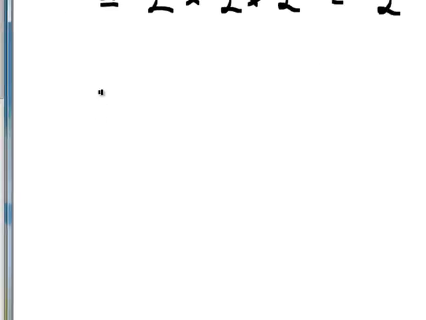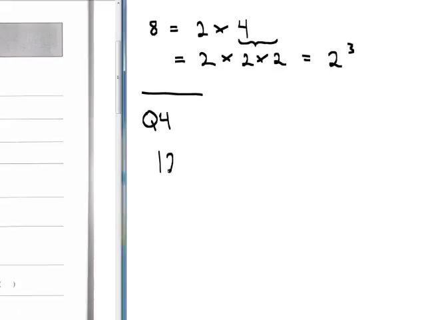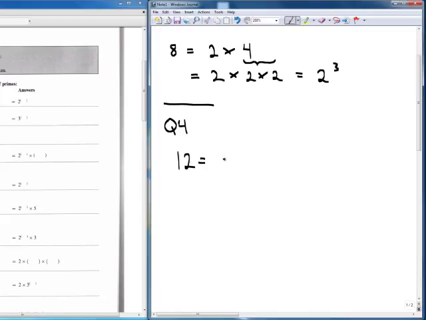Let's take question 4. Write 12 as a product of two numbers. Well, we can write it either as 3 times 4 or 2 times 6. Which one shall we choose? It doesn't really matter. We're going to end up with the same result anyway. Let's try both and make sure that we end up with the same thing.